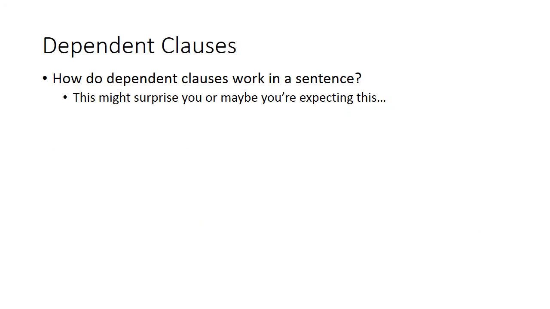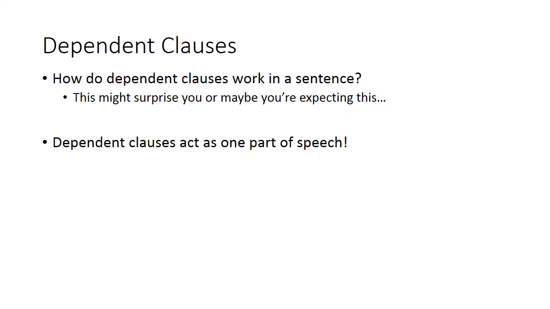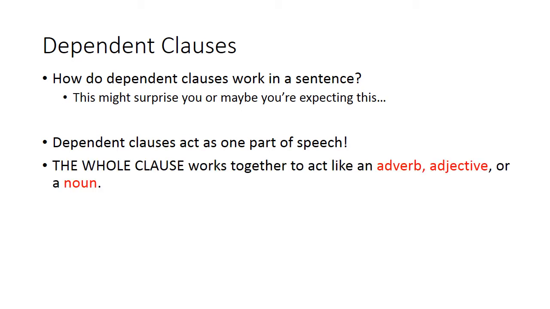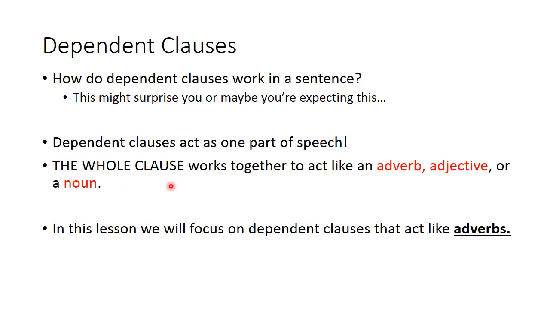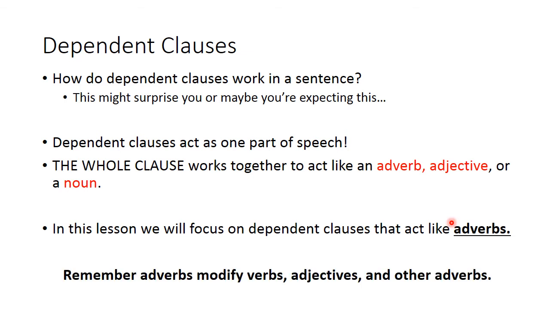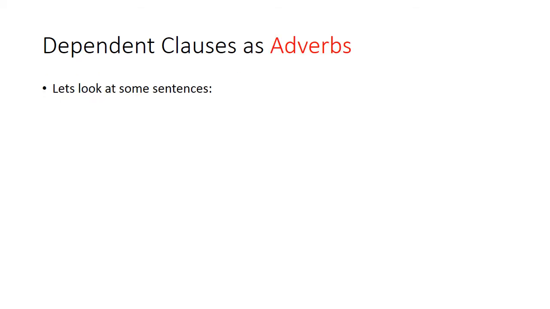All right, so how do these work? Dependent clauses, guess what? They act as one part of speech. The whole clause works together to act like either an adverb, an adjective, or a noun. In this lesson, we're going to focus on dependent clauses that act as adverbs. Later on, we'll talk about the ones that act as adjectives and nouns, but this one is going to focus on dependent clauses that act like adverbs. So remember, adverbs modify mostly verbs, but also sometimes adjectives and other adverbs. This is how they work.